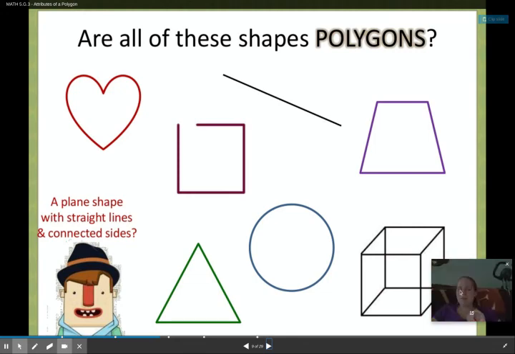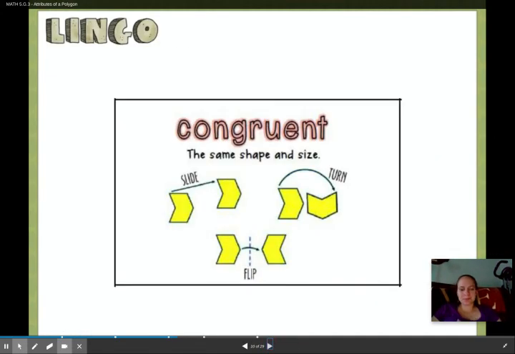A polygon must be a plane, which is two-dimensional, so a cube is not a polygon. So the only two polygons we have here is a triangle, and this one has four sides. This is called a quadrilateral, and more specifically, you could call that a trapezoid.